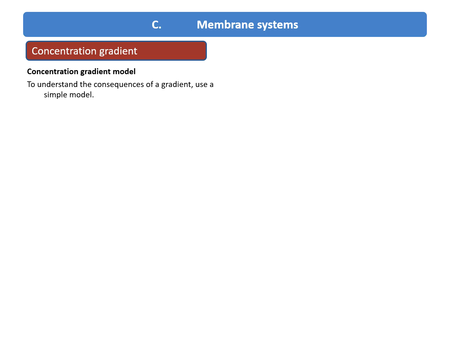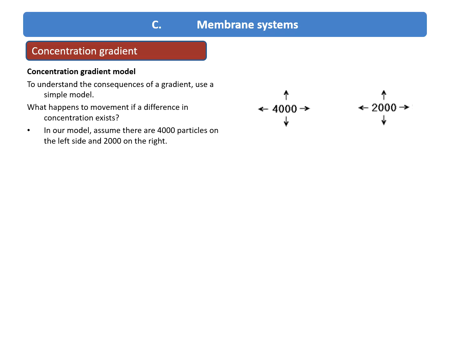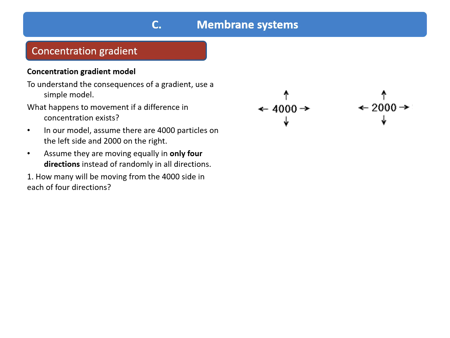Let's look at the consequences of a gradient using a simplified model. We want to see what happens to movement if there's a difference in concentration. In our model, let's assume there are 4,000 particles on the left side and 2,000 on the right. Let's further assume that at this moment they're moving equally in only 4 directions instead of randomly in all directions.